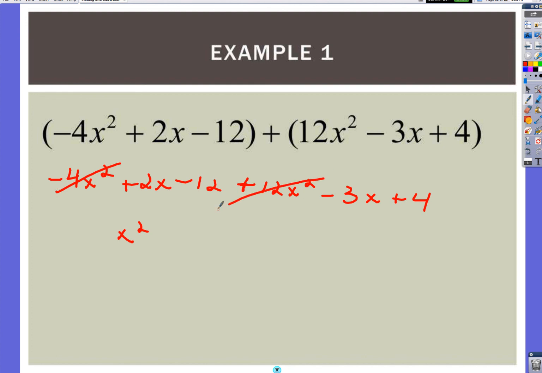What is negative 4 plus 12? 8. What is 2x minus 3x? Negative x. Good.